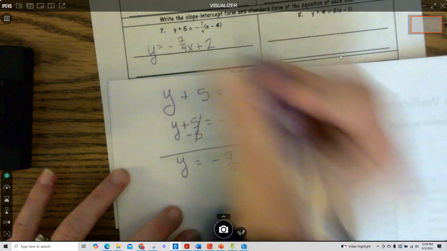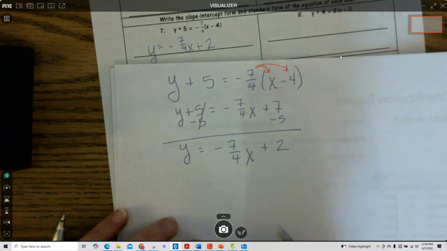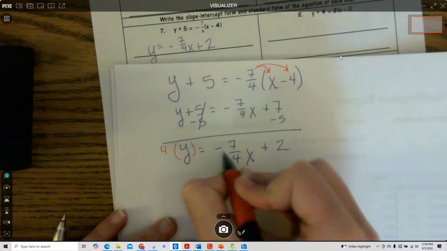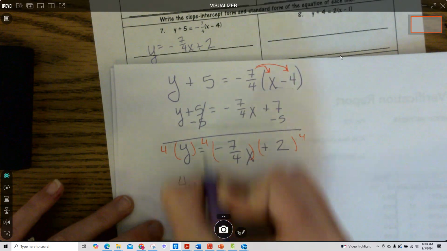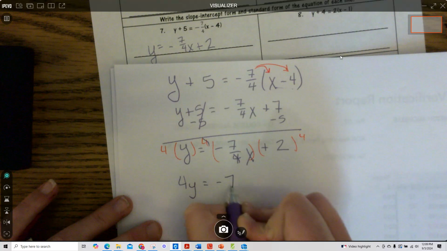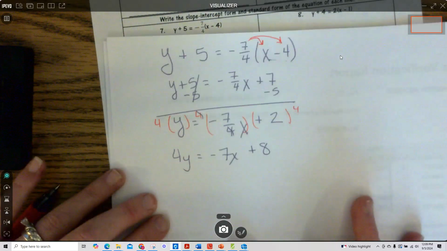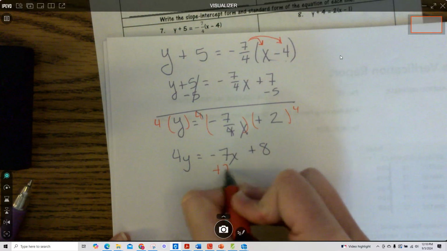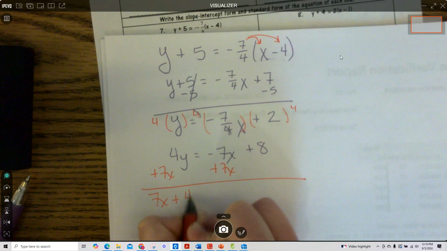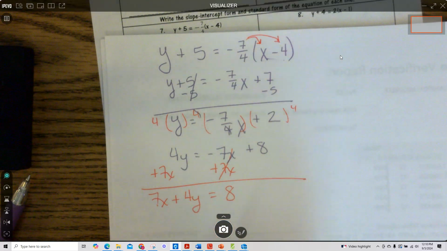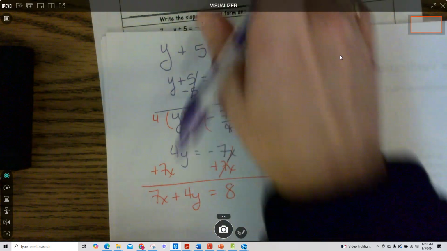Okay, so standard form, what do I need to do first? Get rid of the fraction. How? Multiply everything by 4. Multiply everything by 4. So 4 times y is 4y. This is going to cancel out for me, so negative 7x is left. And then 2 times 4 is 8. Okay, what do I do next? Move that 7x. 7x, 4y is positive, so plus 4y. And then what's the last thing I check for? Is x negative? No. Then we're done.